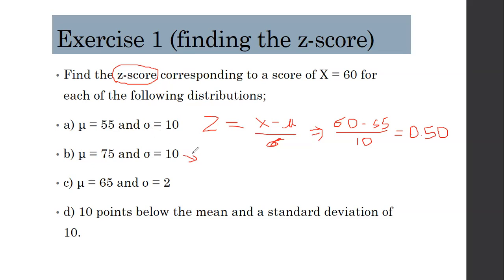Okay, we'll say 60 minus 75 over 10. Sorry, my writing. You see, I write a 0 the other way around. I'm left-handed, like this.